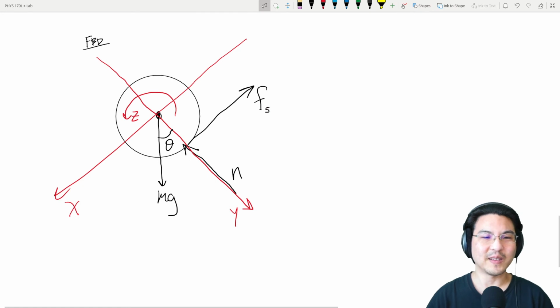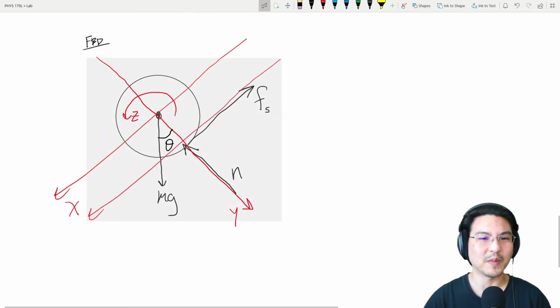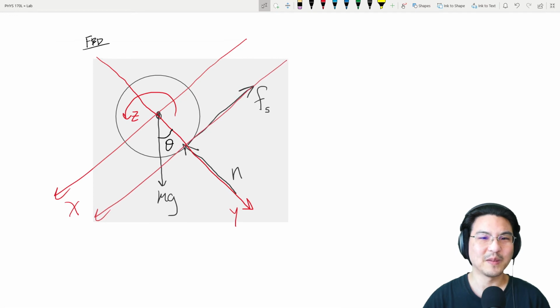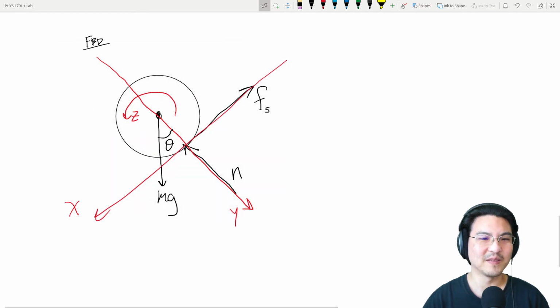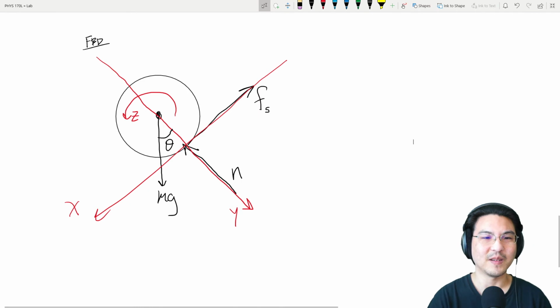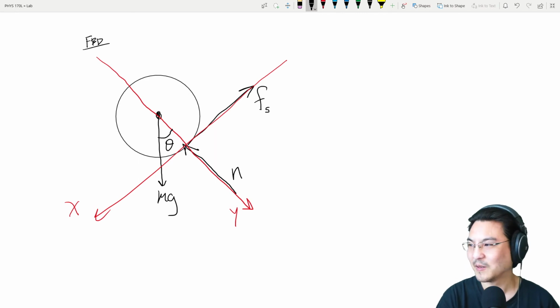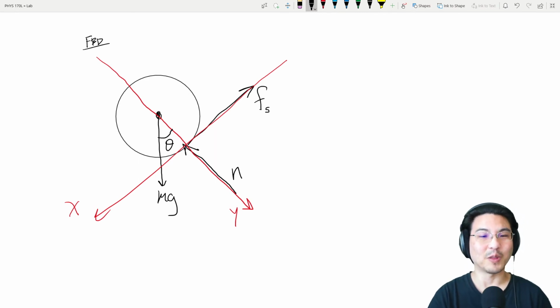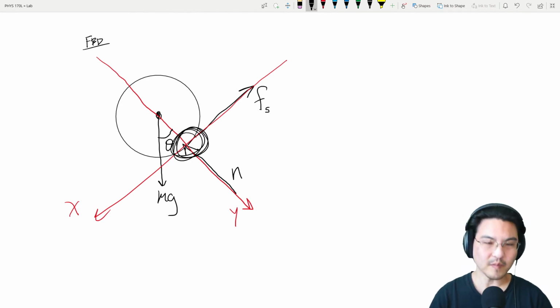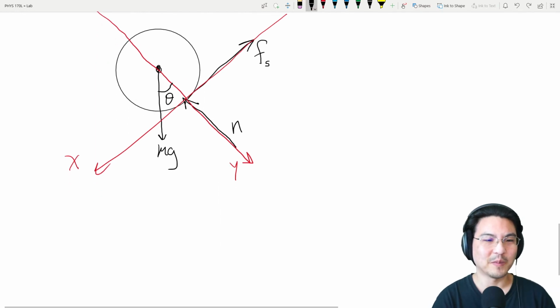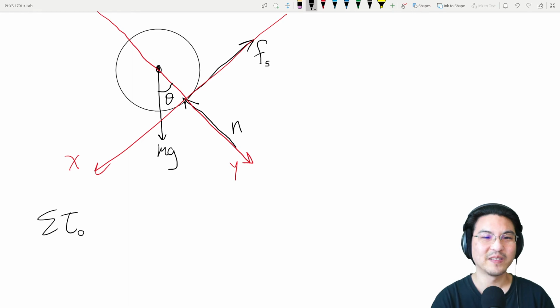Okay, so instead, let me see if I can just move my coordinate here. Yep, can. Okay, how about I pick my coordinate here, the origin here, where the round object is in contact with the ramp over here. So let's sum torque about my new origin.